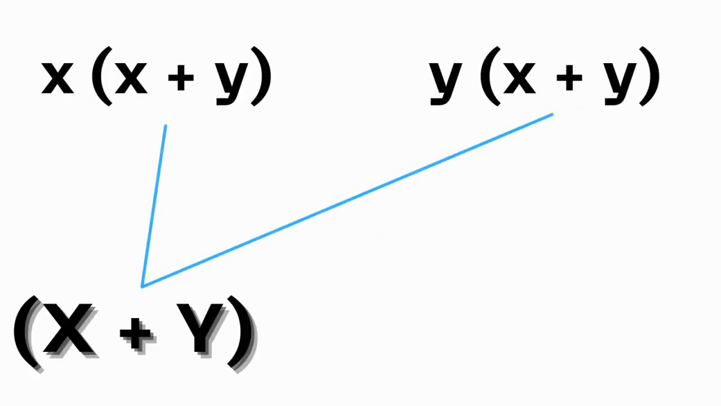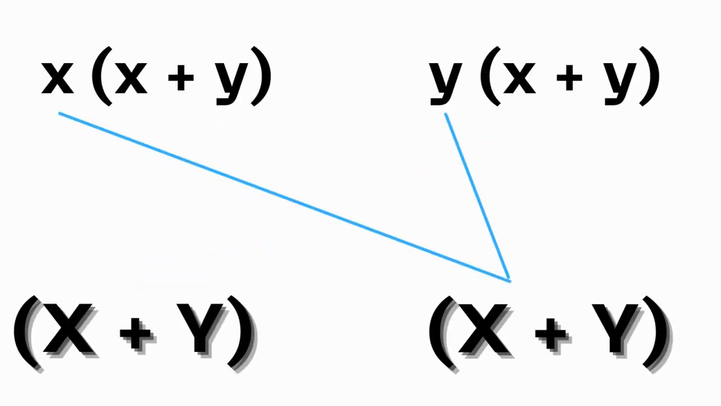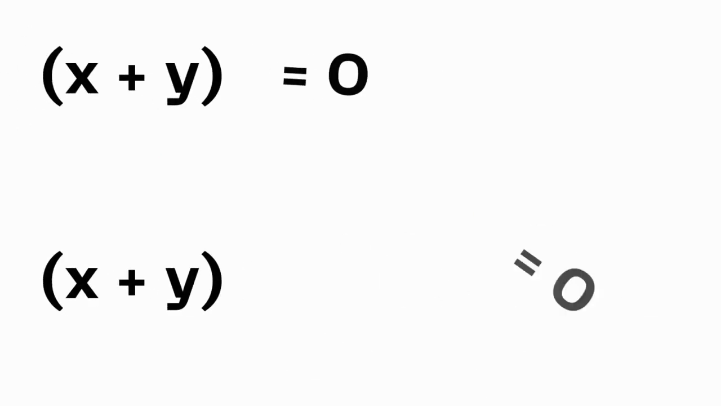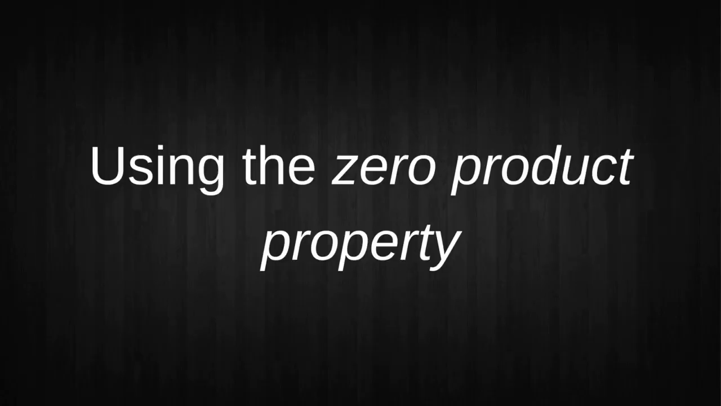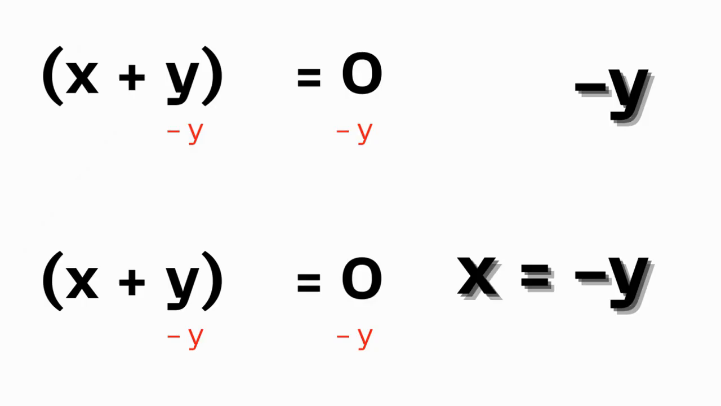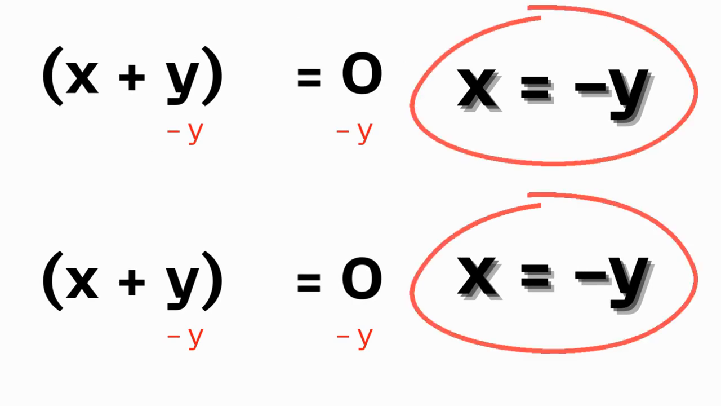They will be the first set of factored terms, and the second set will be the outside variables. With the factored equation, I will set them equal to 0 to find the x of the quadratic equation. Using the zero product property, I found that x in both cases equals negative y.